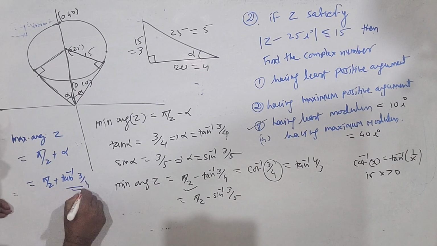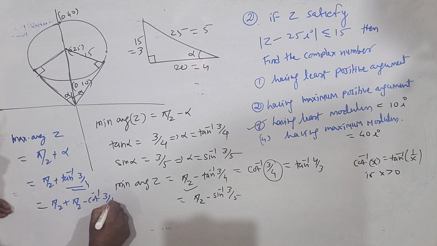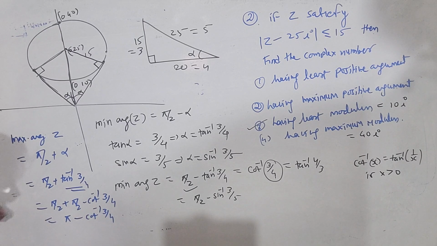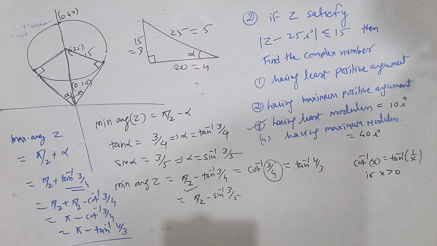Now tan inverse of 3 by 4 can be written as pi by 2 minus cot inverse of 3 by 4. So this is pi minus cot inverse of 3 by 4. Got it? Pi minus cot inverse of 3 by 4. This cot inverse of 3 by 4 can be written as pi minus tan inverse of 4 by 3 as well. So this can be your option. And similarly pi by 2 plus sin inverse of 3 by 5 can be your option as well. Correct?